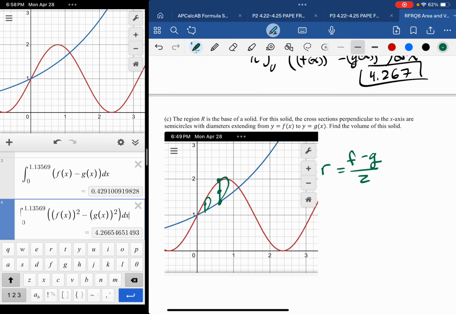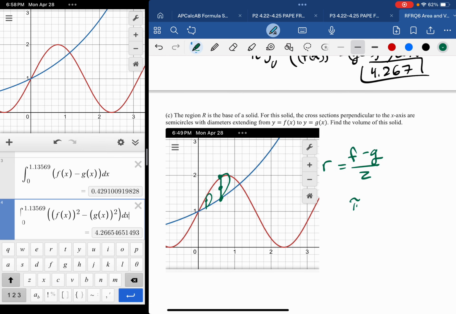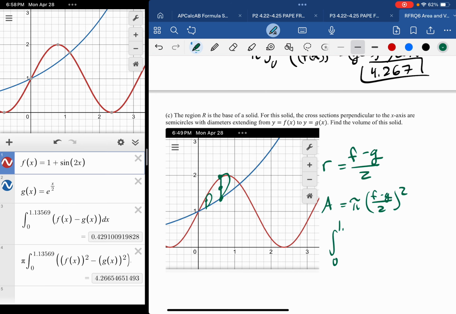Okay. Now to find the area of this semicircle, you're going to go pi, and you're going to go r squared. And since r is f minus g divided by 2, we're just going to square that guy. This is the area of each of my cross sections. And now I need to add all these cross sections together from 0 to 1.13569. I don't know why I was looking at the y value for that.